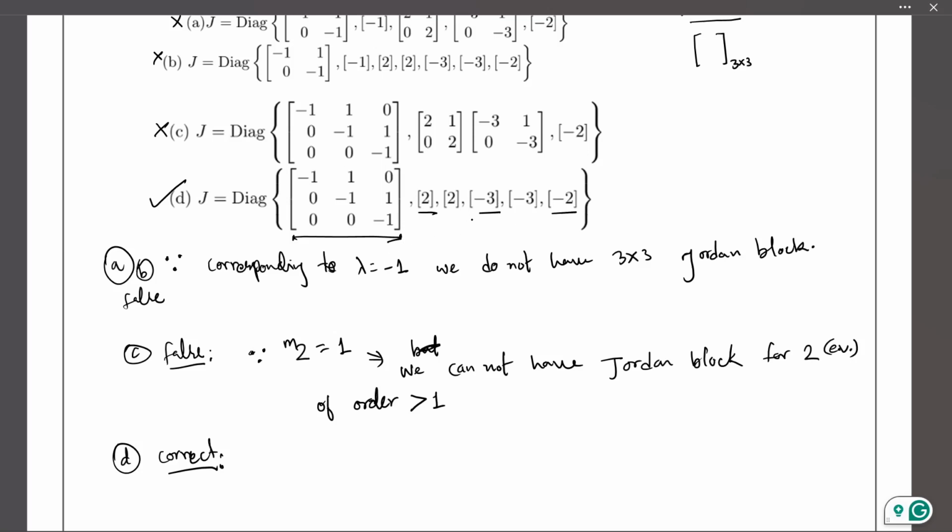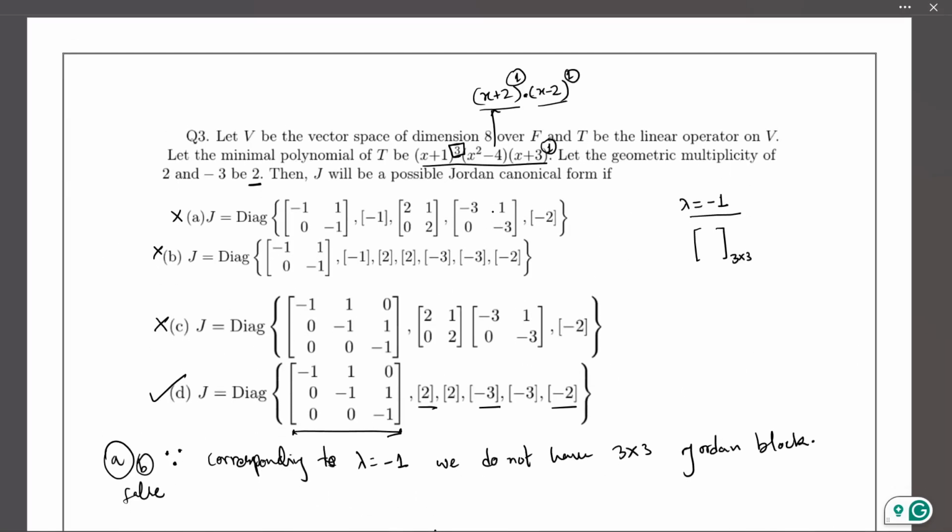And because the minimal polynomial has powers for this 2, minus 2 and minus 3, only one power. Okay. Look here: 1, 1, 1. So these are 1 cross 1. This is also fine. So we verified only 1, 2. Okay. So this is 3 cross 3.